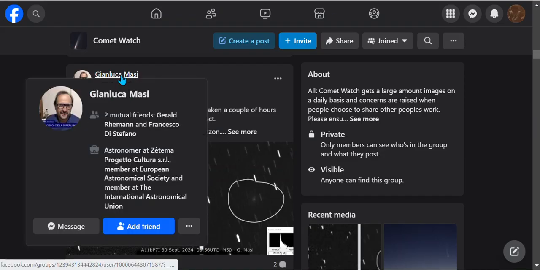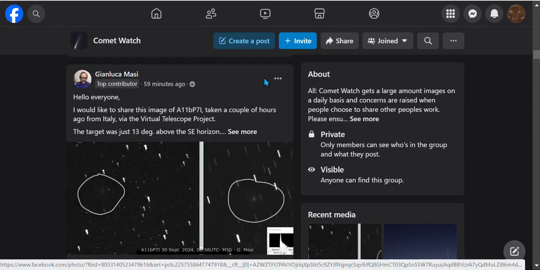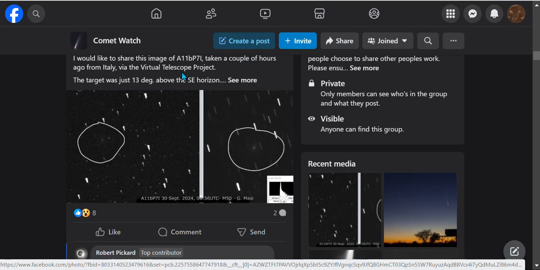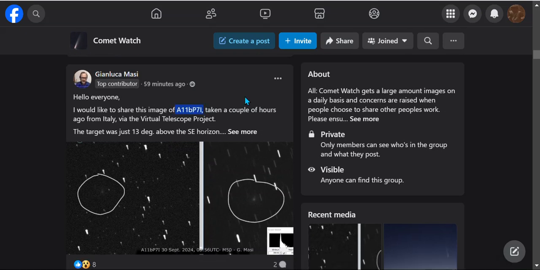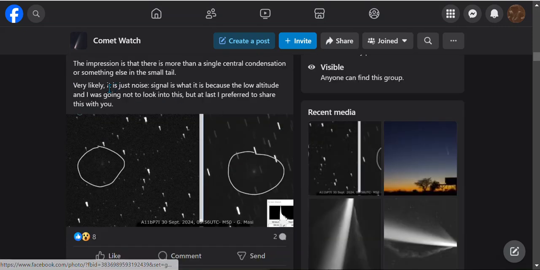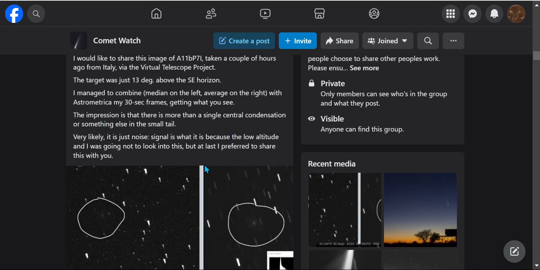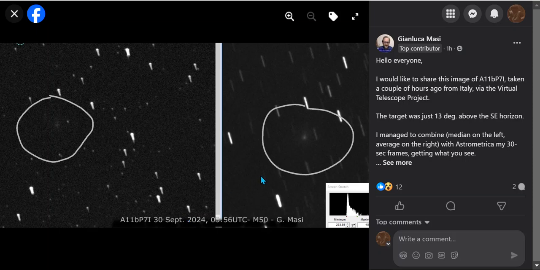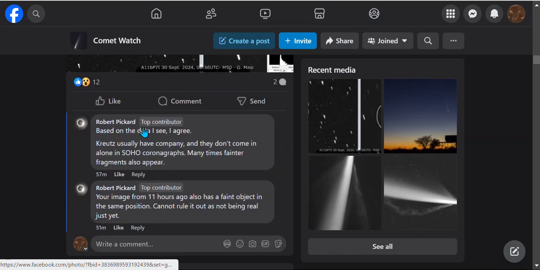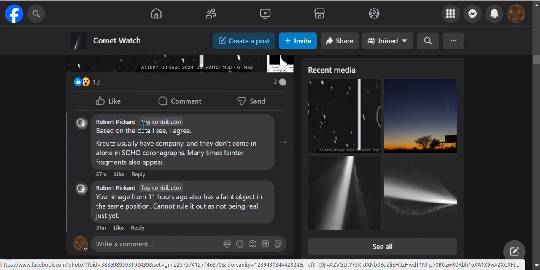Okay, this gentleman here, 59 minutes ago, just shared an image of a new comet. It doesn't have a name yet. That's the designation from Italy. This telescope project right here, the target was just 13 degrees above the southeast horizon. So here it is, more information on it. Let's take a quick look. So this is a new object as of today, the 30th. Let's just stay tuned to that, see if any more comes out of that.